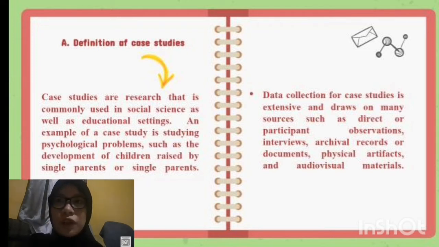Well, data collection for case study is extensive and draws on many sources such as direct or participant observation, interview, archival records or documents, physical artifacts, and audiovisual materials. It also states that researchers must spend time in a place to interact with the people being studied, while the research reports include lessons or patterns found related to the theory.